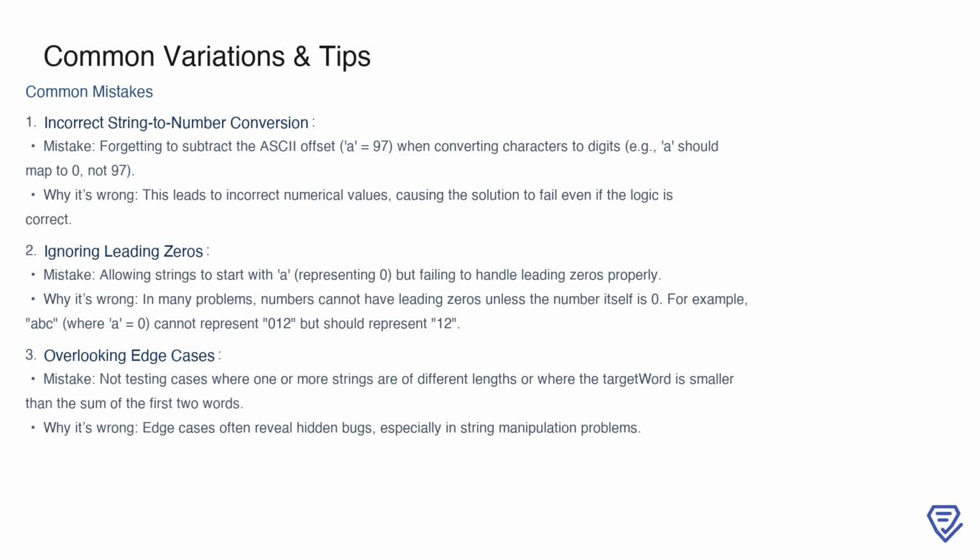When solving this problem, there are a few common pitfalls to watch out for. First, one of the biggest mistakes involves the string-to-number conversion process. Remember that the ASCII value of a is 97, but for this problem, a needs to map to 0. If you forget to subtract the ASCII offset, you'll end up with incorrect numerical values, which can make your solution fail even if the rest of your logic is sound.